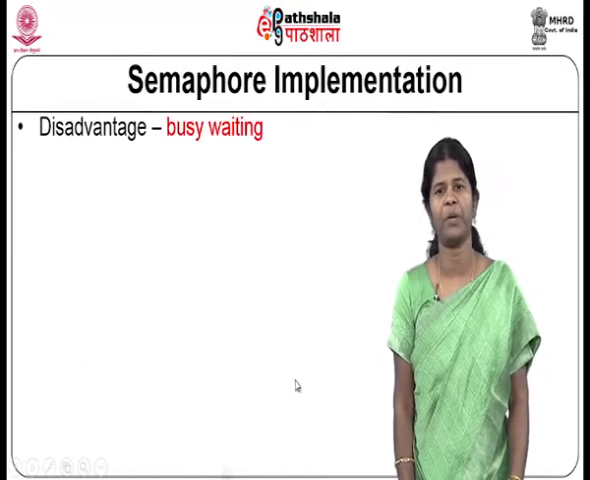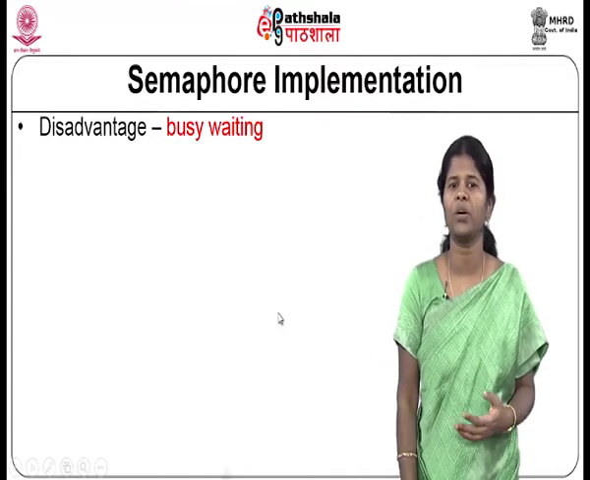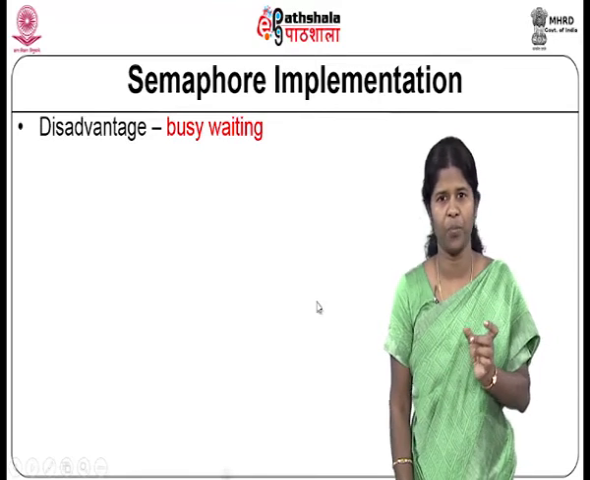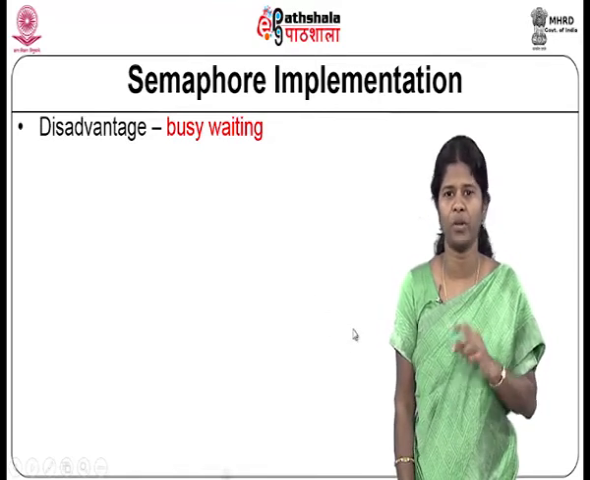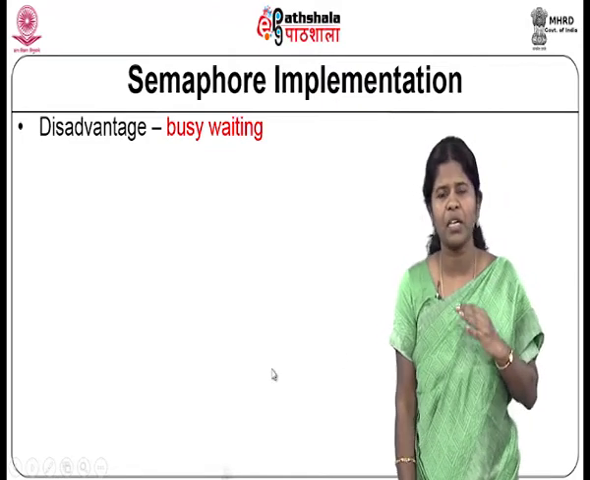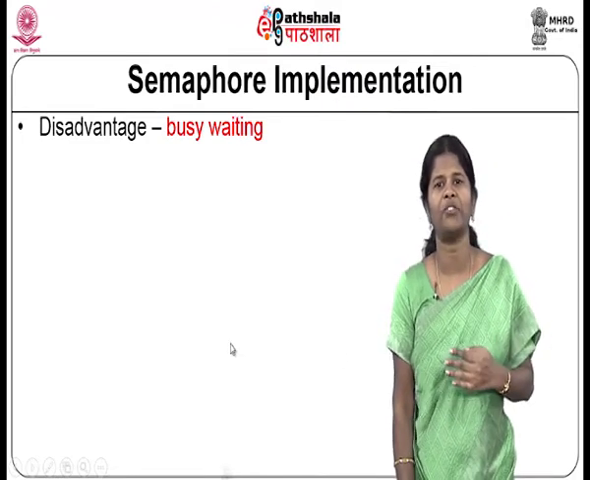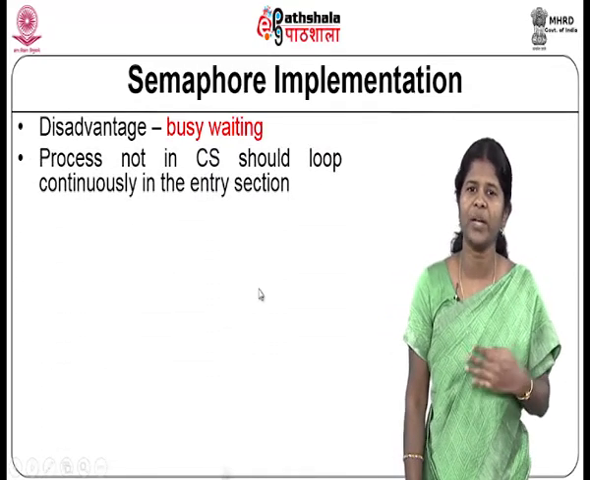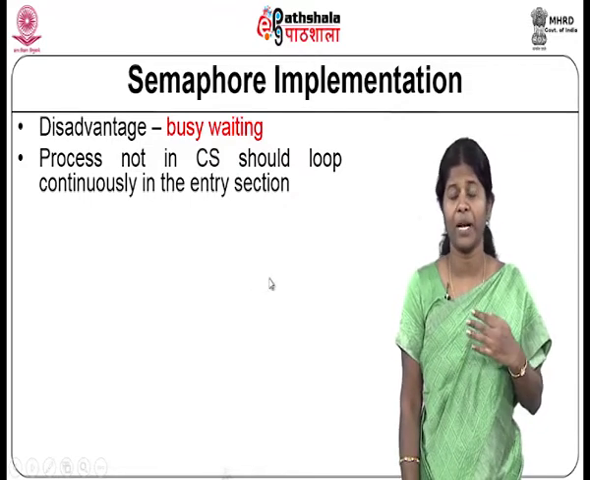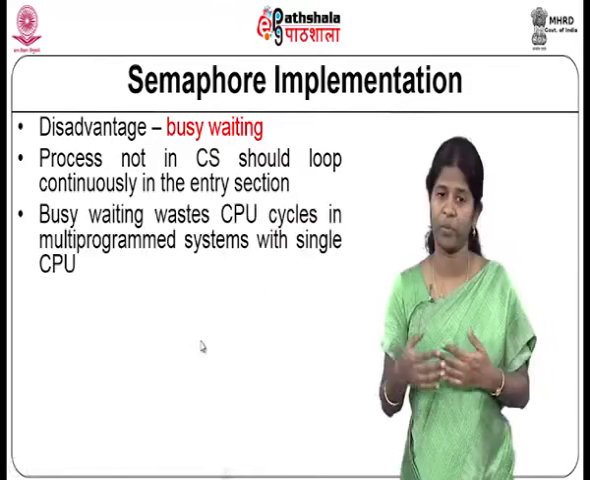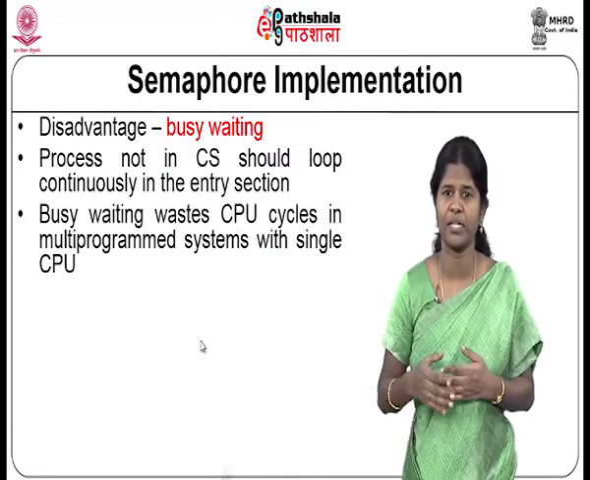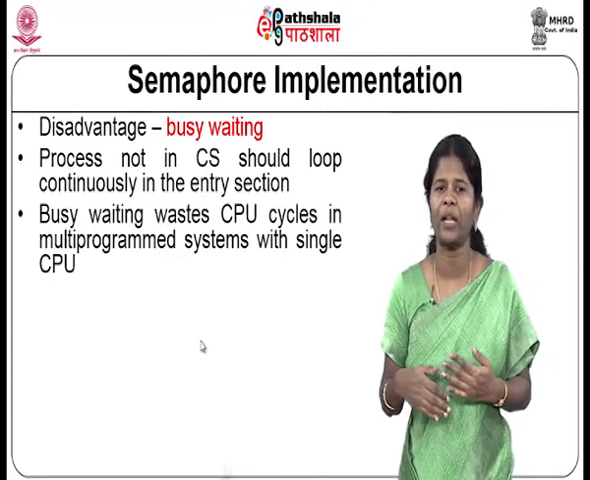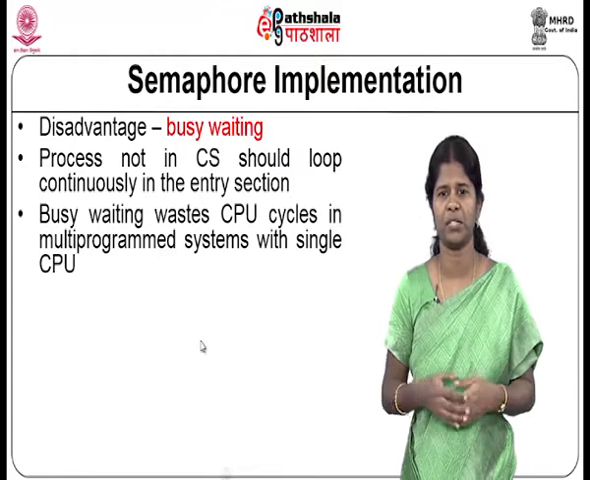Now we look at the implementation of the semaphore that we have just seen. We see that the disadvantage is busy waiting. That is, there is a while loop, while s is less than or equal to 0, and the process keeps on checking whether the value of s is less than or equal to 0. This process will loop continuously in the entry section. The process is not in the critical section, it is waiting to use a CPU, and there is only a single CPU. Unnecessarily, one process which is waiting and keeps on checking the value of the semaphore will waste CPU cycles.